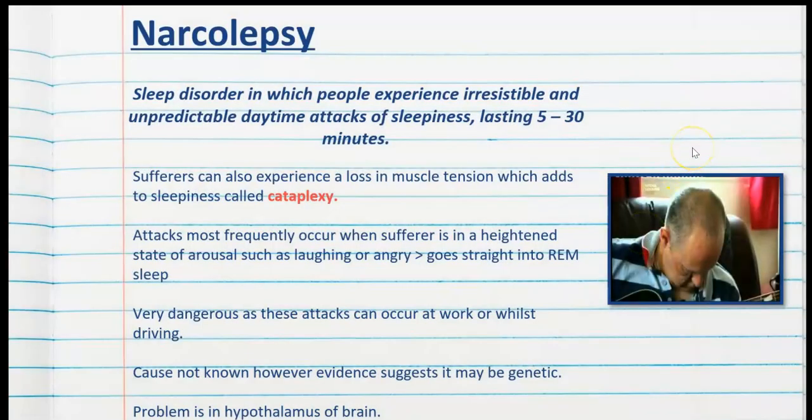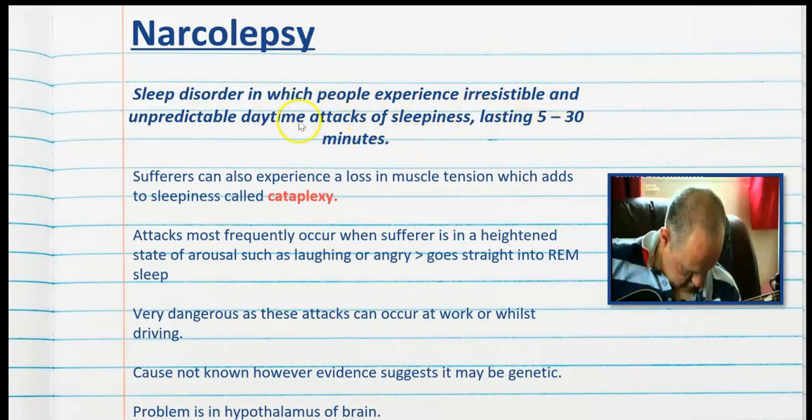Now, narcolepsy is a sleep disorder that is also quite dangerous. It is a sleep disorder in which people experience irresistible, uncontrollable and also unpredictable daytime sleep attacks of sleepiness, lasting 5 to 30 minutes.